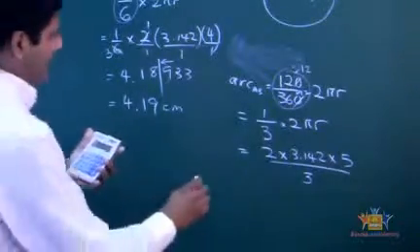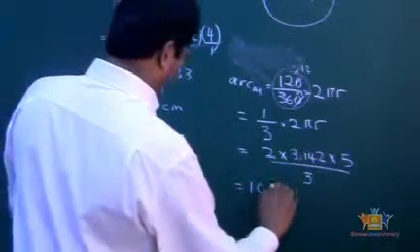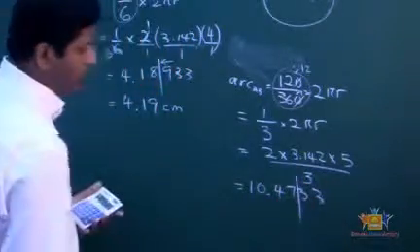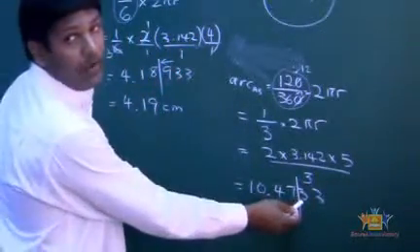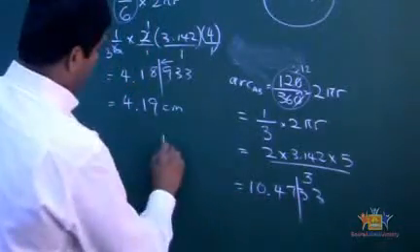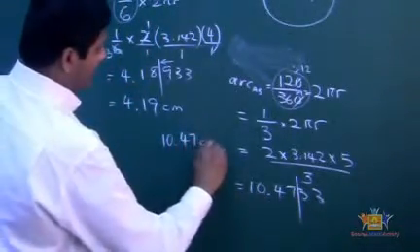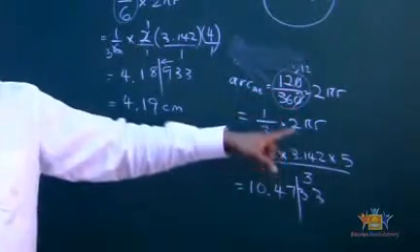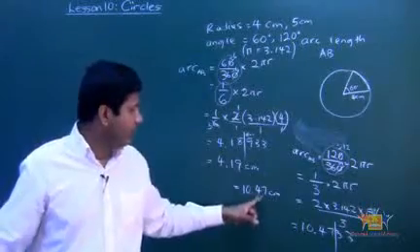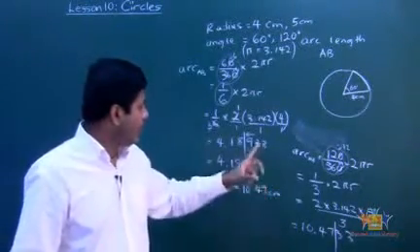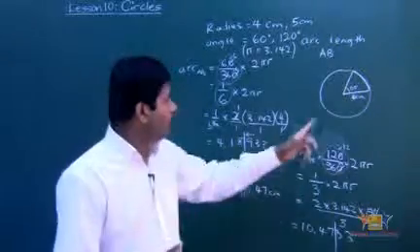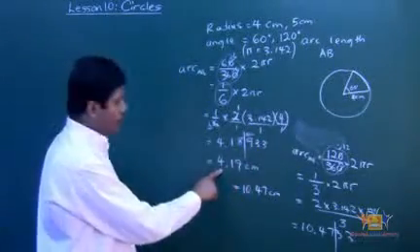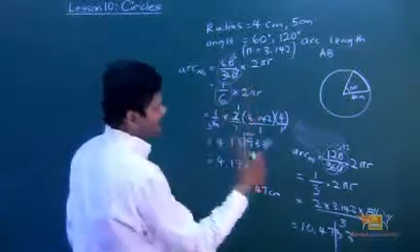That gives me 10.473. We round it to 2 decimal places. 3 is less than 5, so I just write down 10.47 centimeters. So the arc of AB with a new angle of 120 degrees at the center is 10.47 centimeters. See that? As the angle gets bigger, the arc gets bigger. When it's 60 degrees, look at that, 4.19. When it becomes 120 degrees, it becomes what?